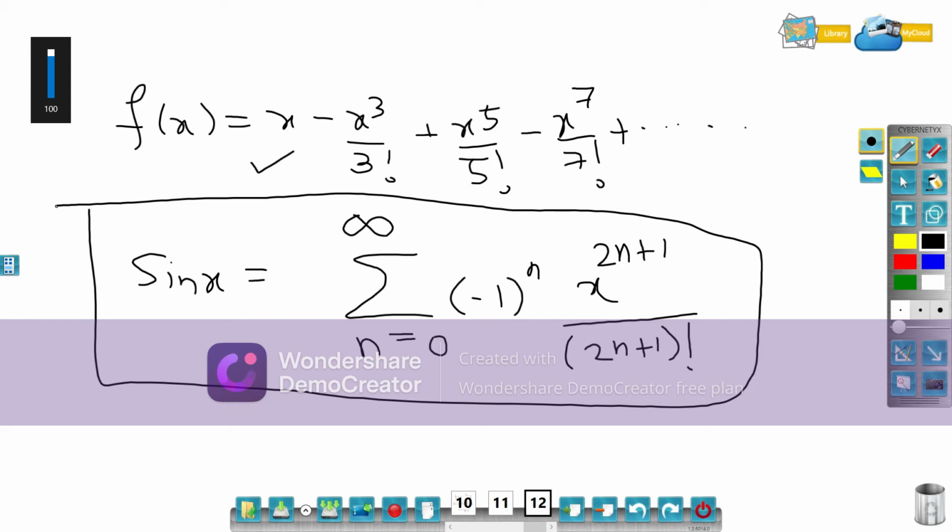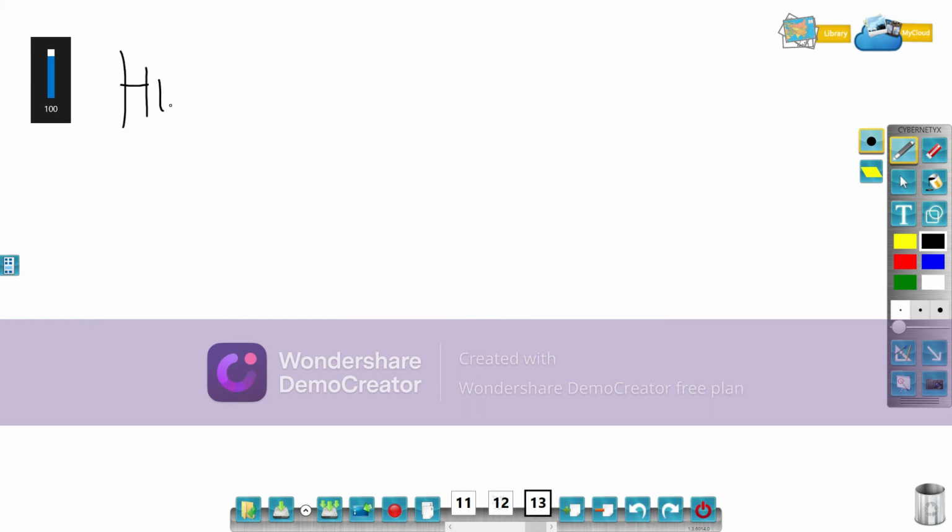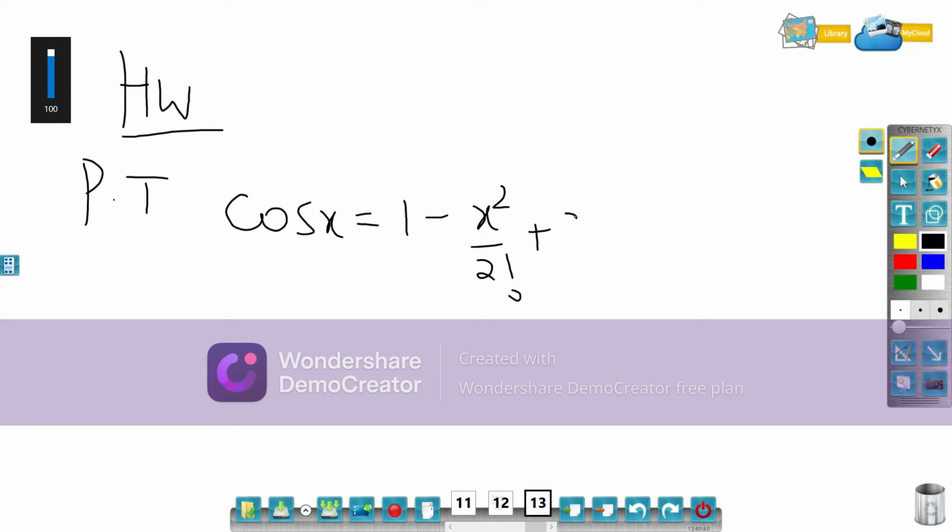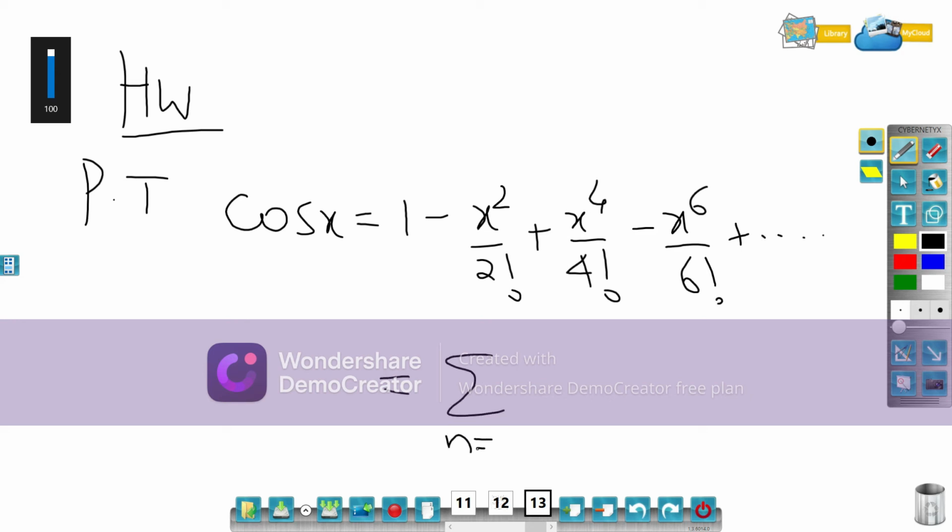Okay, so similarly one can prove, it's homework, prove that cos x is equal to 1 minus x square by 2 factorial plus x raised to 4 upon 4 factorial minus x raised to 6 upon 6 factorial plus so on and so forth. In other words, it is summation n goes from 0 to infinity minus 1 raised to n x raised to 2n upon 2n factorial. Well, this can be done very easily with the help of Taylor series expansion.